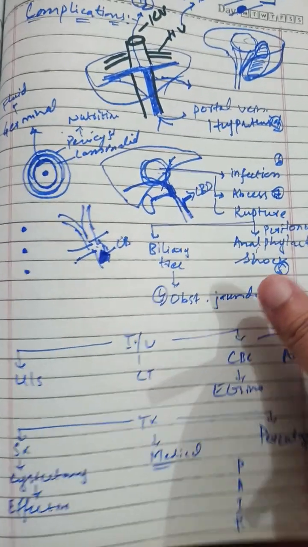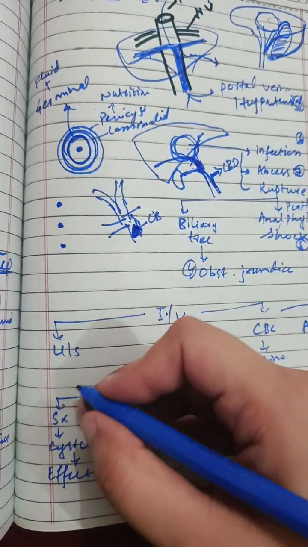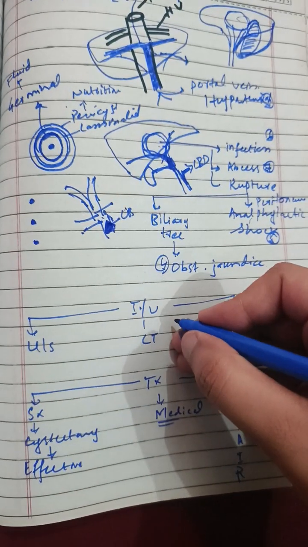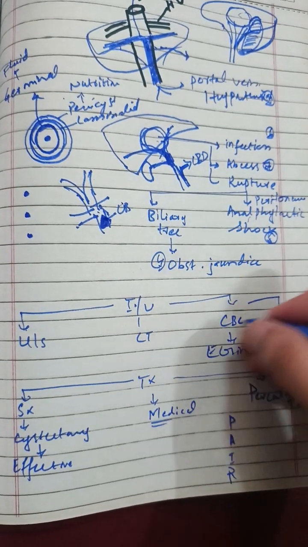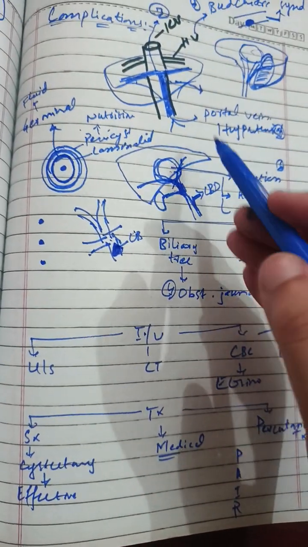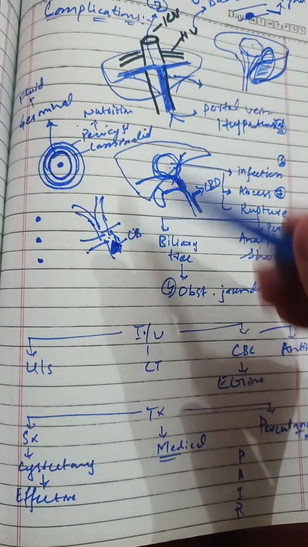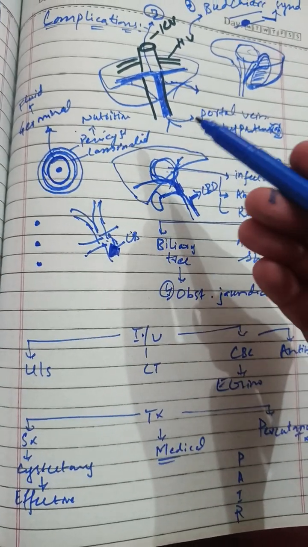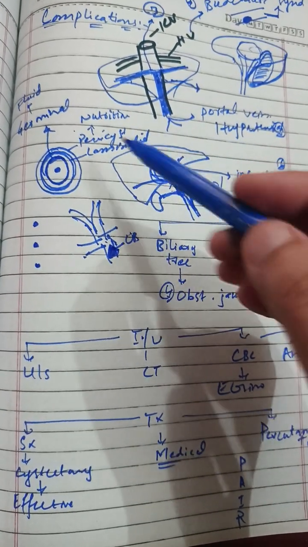Now, how will we investigate this patient? We will first do an ultrasound. It is the initial investigation of choice, which will show us the cyst. We can do a CT, which is the investigation of choice. It will show the involvement of other organs, the pressure symptoms, and the anatomy of the whole liver.